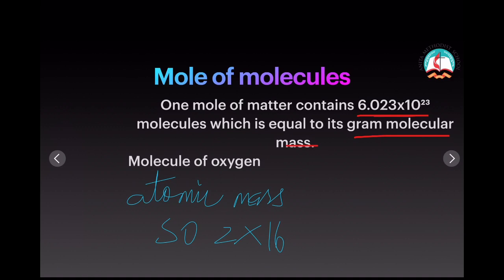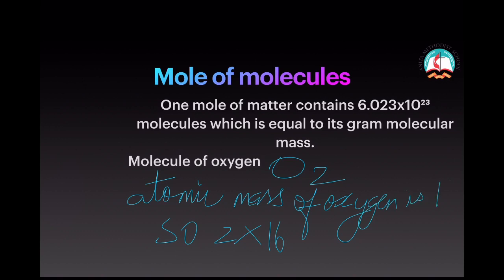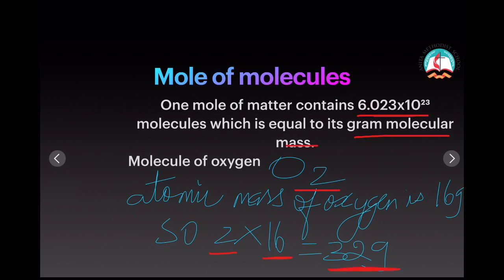Molecule of oxygen, that is O2. Atomic mass of oxygen is 16. Since we have 2 atoms, so 2 into 16 is 32 grams. So if we say in mole, it is 6.023 into 10 to the power 23. If we say in atomic mass, it is 32 gram.